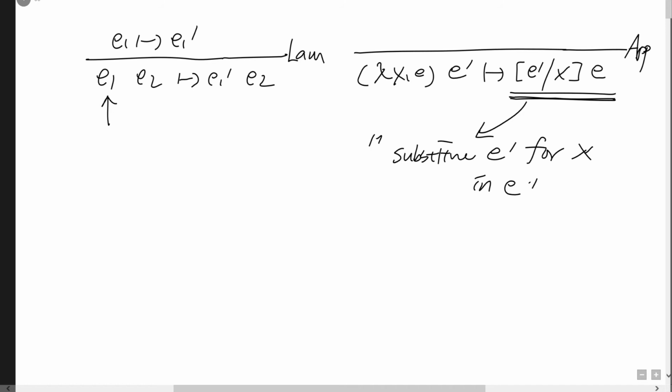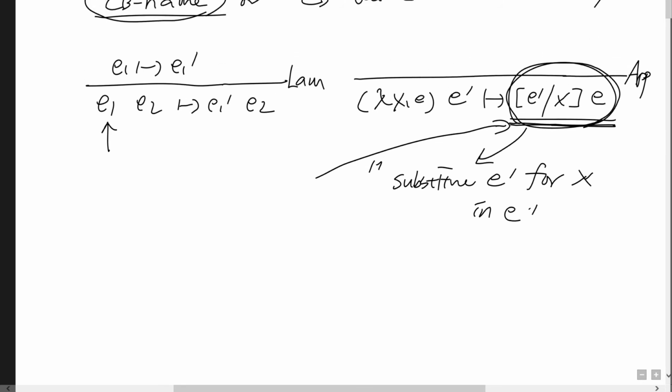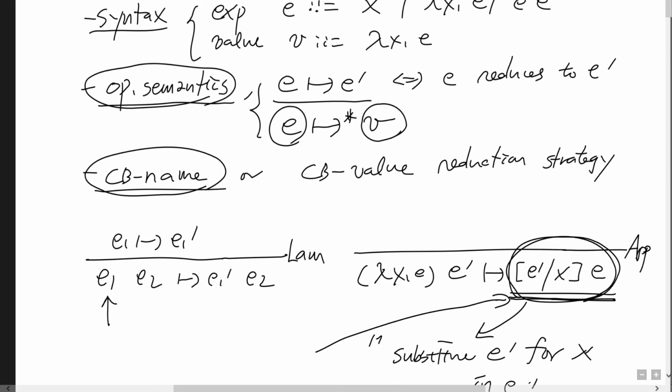But in the previous lecture, we did not give the formal definition of this substitution operation. And in the lecture today, we are going to formally define this substitution operation in order to complete the definition of this operational semantics. So the remaining job in formulating the operational semantics for lambda calculus is to give a precise definition of this substitution operation, which is the topic for the lecture today.